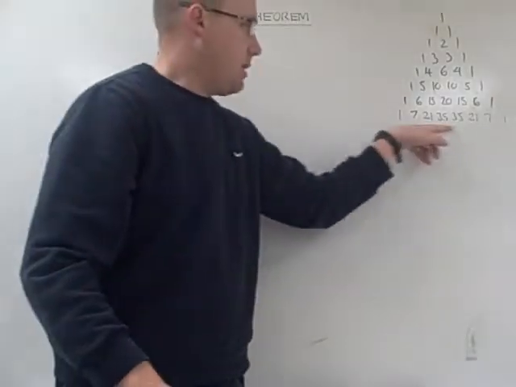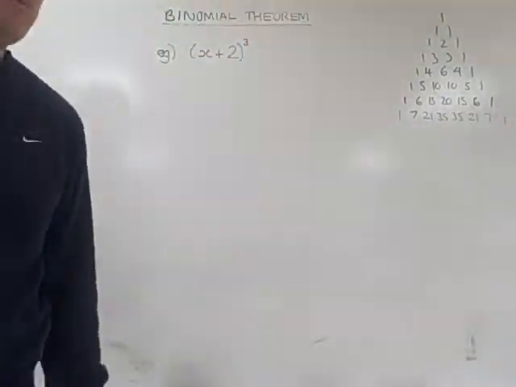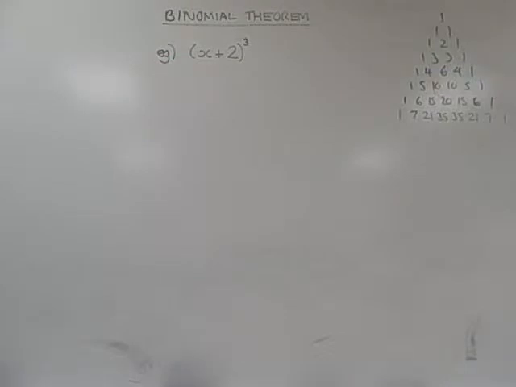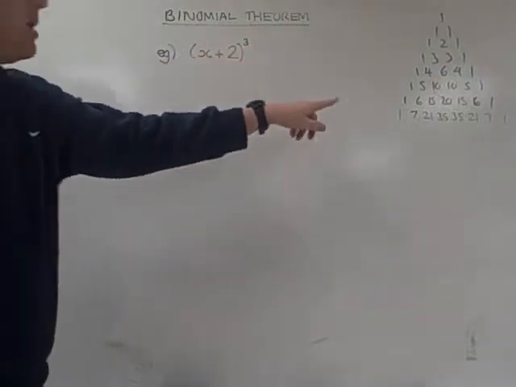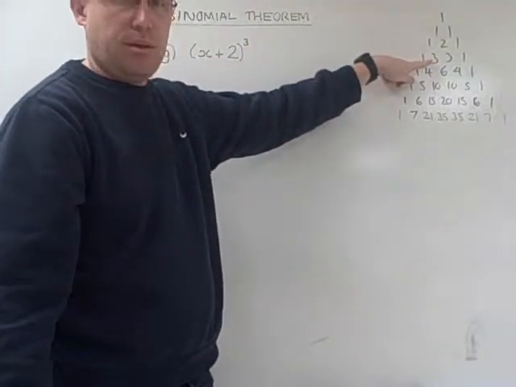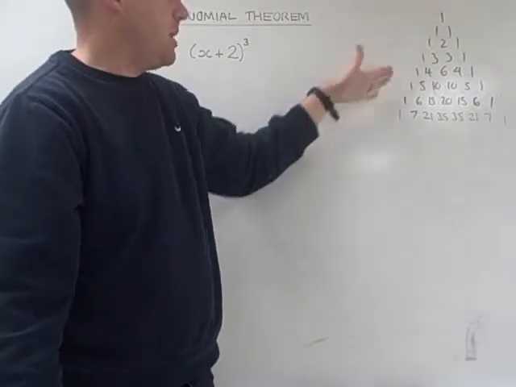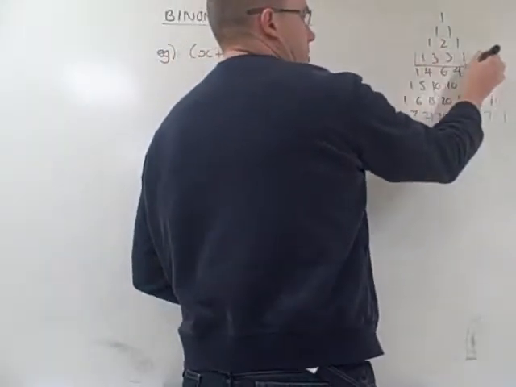Notice also it's the same forwards as backwards, and that we're going to be using that fact a little bit later. Now if I've got a question like (x + 2) cubed, what I do is I look for the row that starts with a 3, well certainly after the 1s, as they all begin with 1s. So I'm going to use this row here.